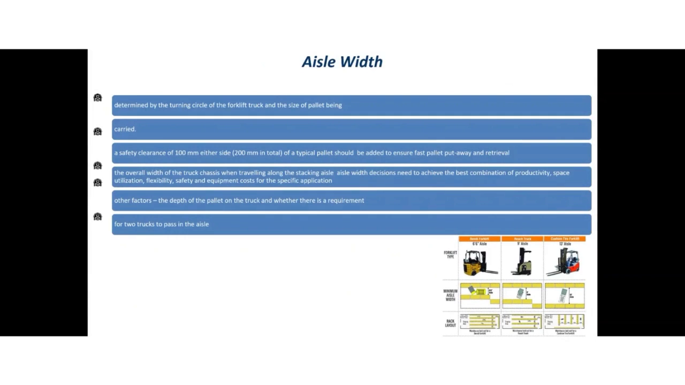Exceptions to this are narrow aisle and turret trucks, which operate in aisles which are based on the width of the truck itself, while articulated forklift trucks calculate aisle width based on the distance diagonally across the pallet, or from one corner to another, when a pallet is being rotated in the aisle. A safety clearance of 100 millimeters either side of a typical pallet will need to be added to ensure fast pallet put away and retrieval.